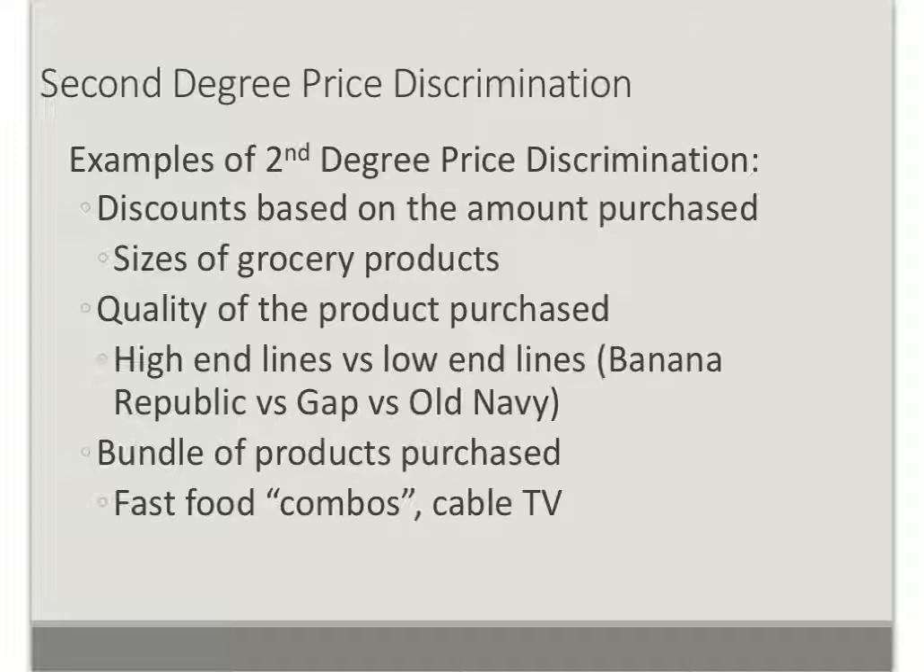So all of these are examples of second-degree price discrimination, where I can't identify customers on site, but I can put out either quality differences or quantity differences or bundle things together, and I can rely on them to self-select. So let's walk through an example of how this might look.